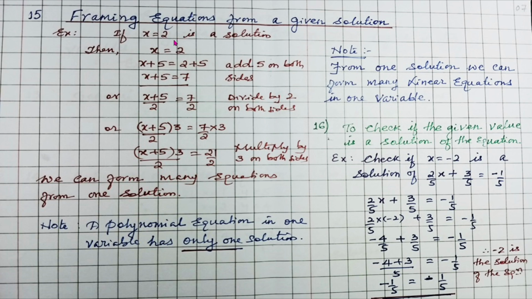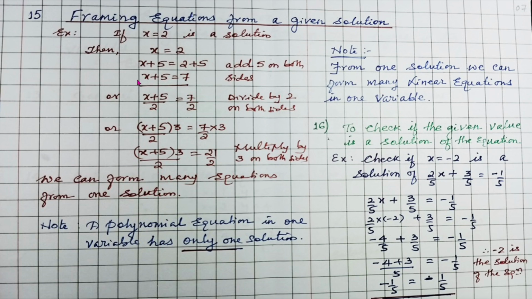Now, if x is equal to 2 is a solution, then we have to frame an equation. If x is equal to 2, we can add 5 on both the sides. It becomes x plus 5 equal to 2 plus 5, or x plus 5 equal to 7, which is an equation. It is a simple equation for when x is equal to 2.